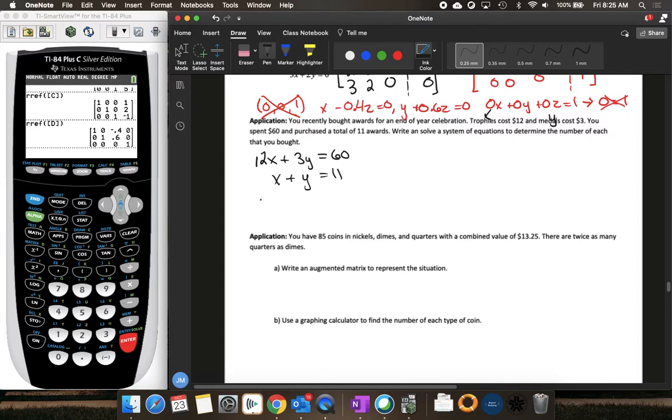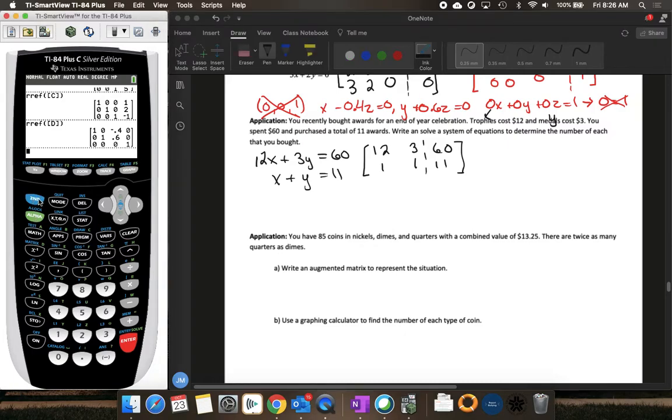Now, in the past, we would have solved this system by probably elimination, and we can still do that. However, it will probably be easiest if we go ahead and write this as an augmented matrix and then let our calculator do the work for us. So here would be our augmented matrix based on our system of equations. Let's go ahead and type that in. So if we hit second and then go into our matrix menu, let's go over to edit, and this time we're going to want a 2 by 3 matrix. In fact, I think I chose matrix A. That's okay. I'll just type my numbers over the top. So that was 12, 3, and then 60, 1, 1, and 11.